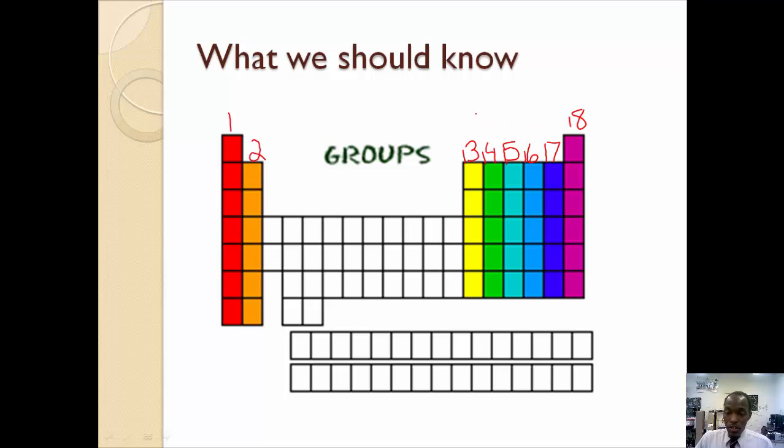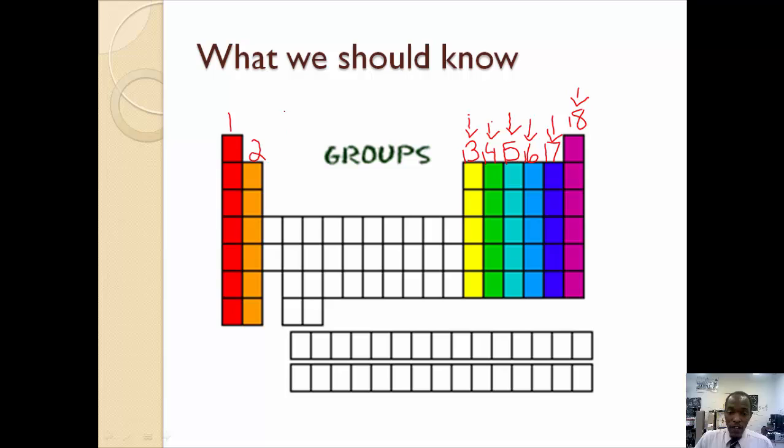As you saw me doing earlier, for the double-digit groups, you look at the second digit. So all the elements in group 13 have 3. All the elements in group 14 have 4. Group 15 have 5. Group 16 have 6. Group 17 have 7. And all the elements in group 18 have 8. So these are our groups.